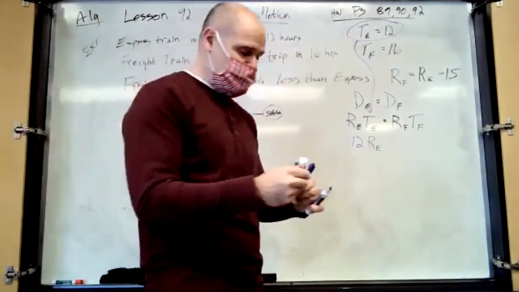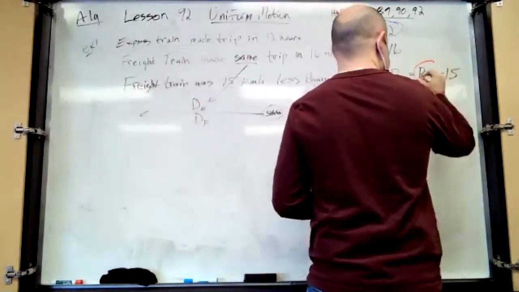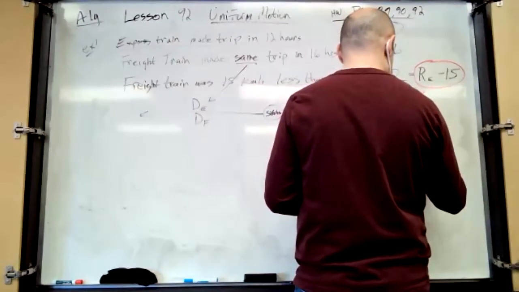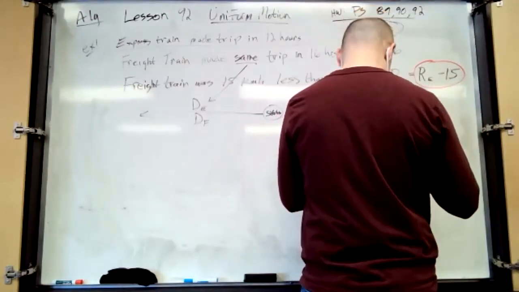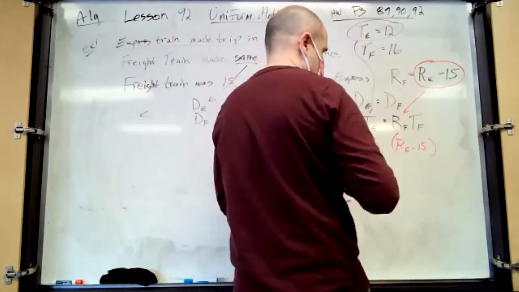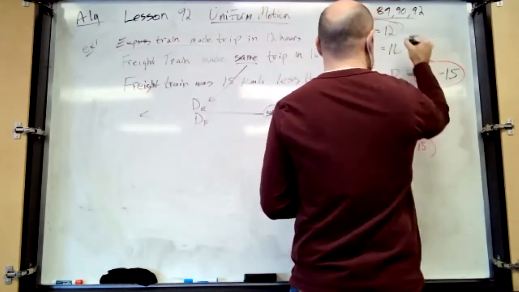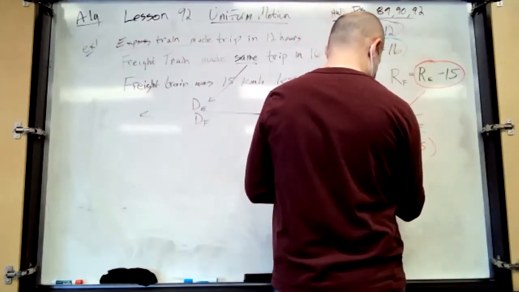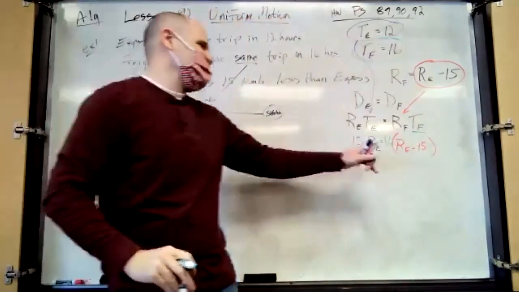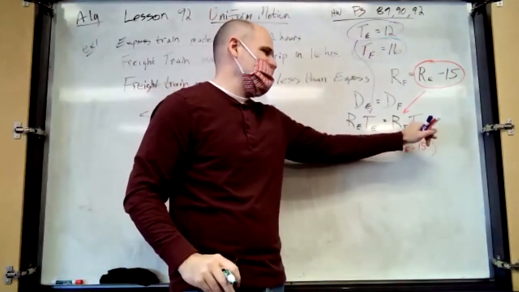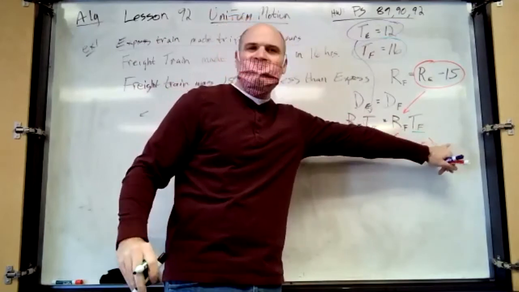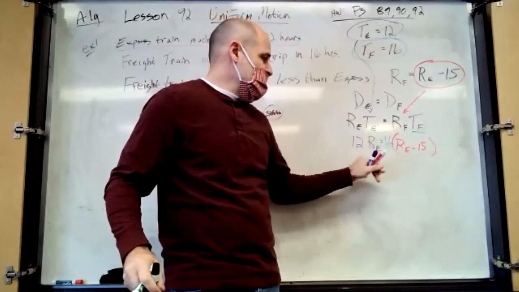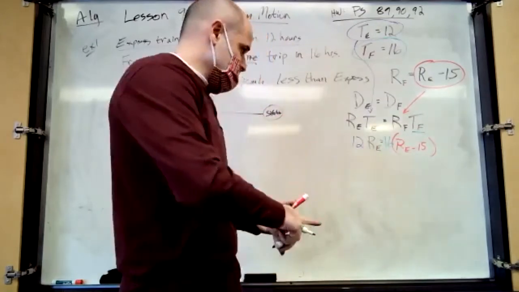Do we know R of F? It's R of E minus 15. Yeah, so we can substitute this phrase in right there. So this is R of E minus 15. And then T of F, what's T of F? 16. So there's my equation. So technically T of F is on the right, but you know what I mean? I don't like putting the number over there. Doesn't matter what order you do it in. So now I've got this. I just have one variable, so now I can solve it.